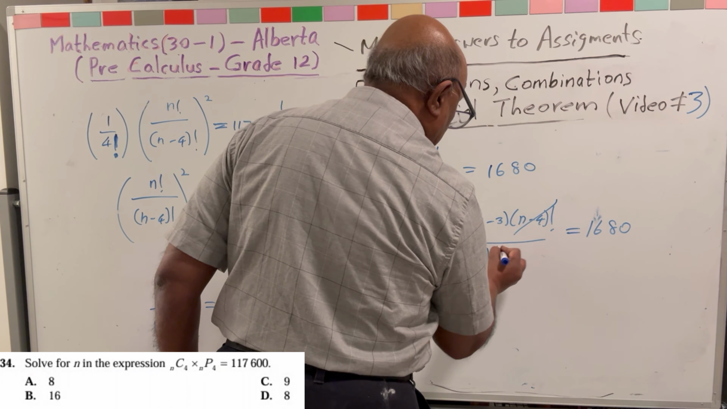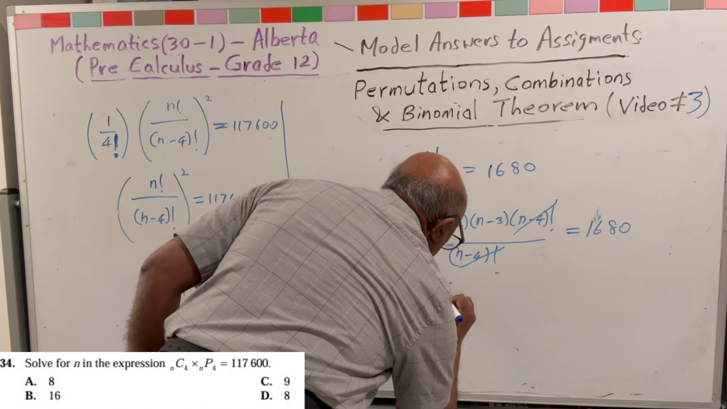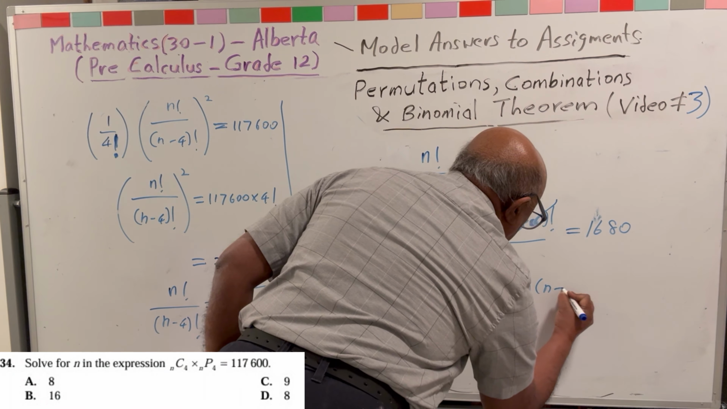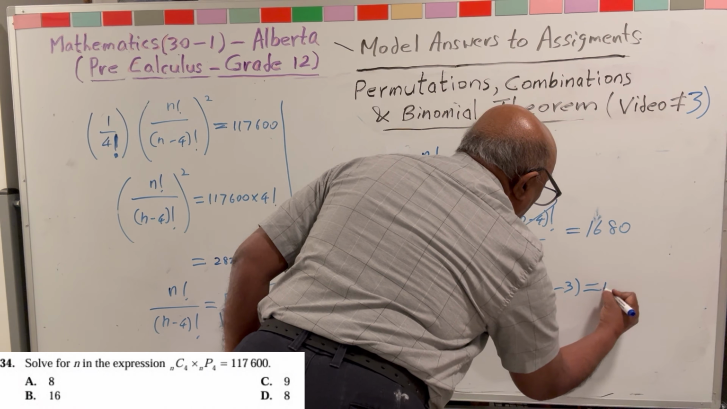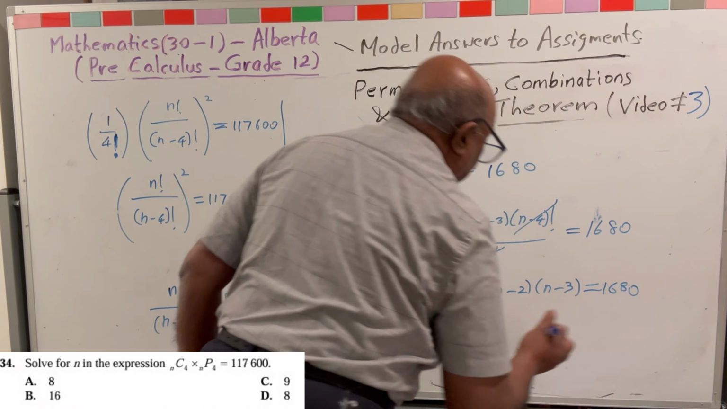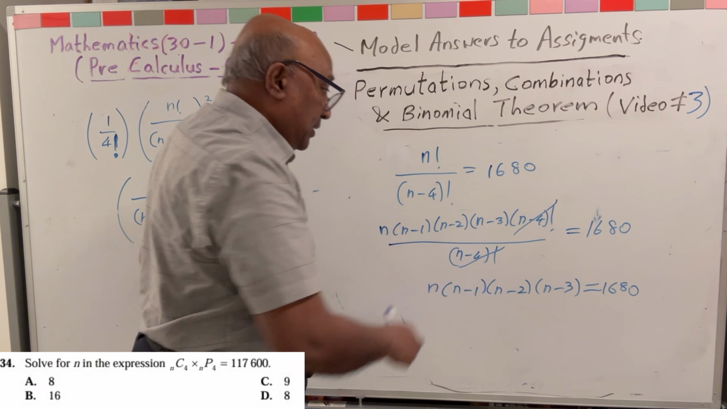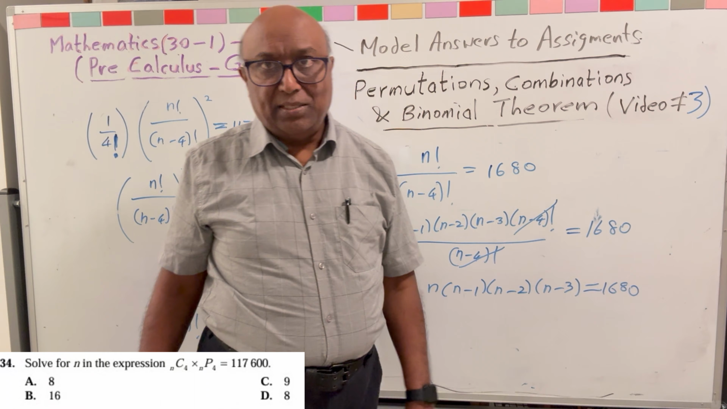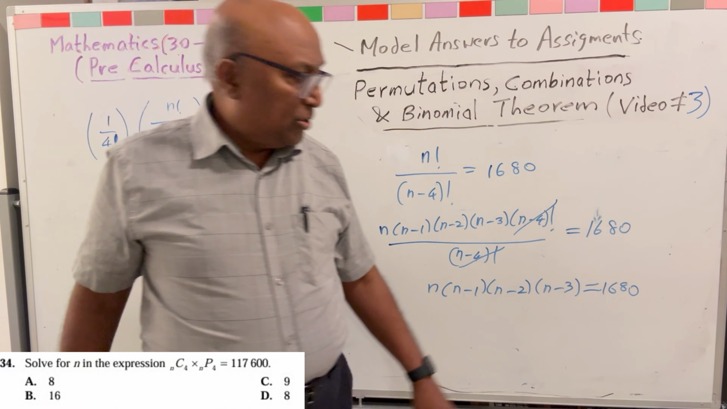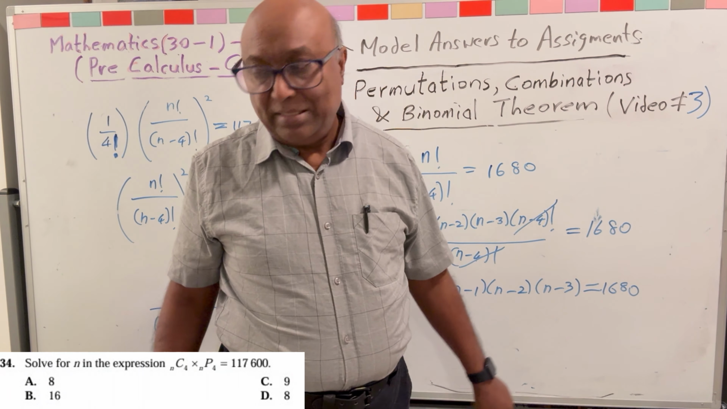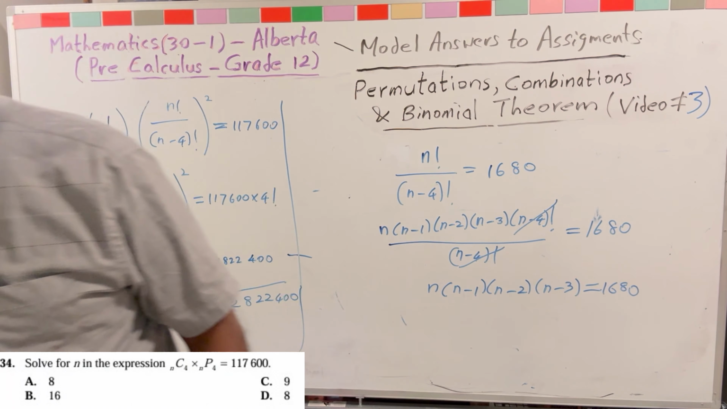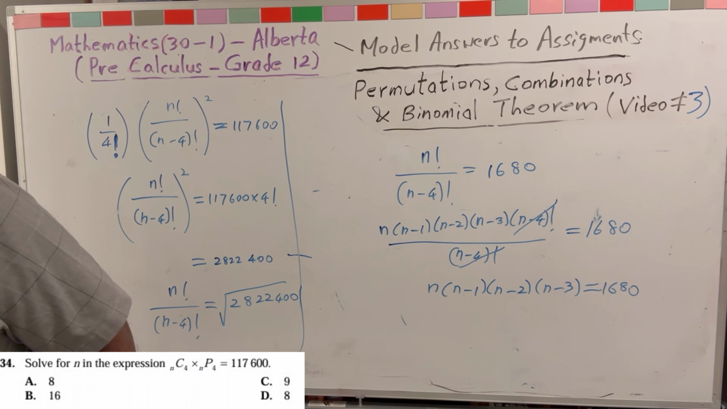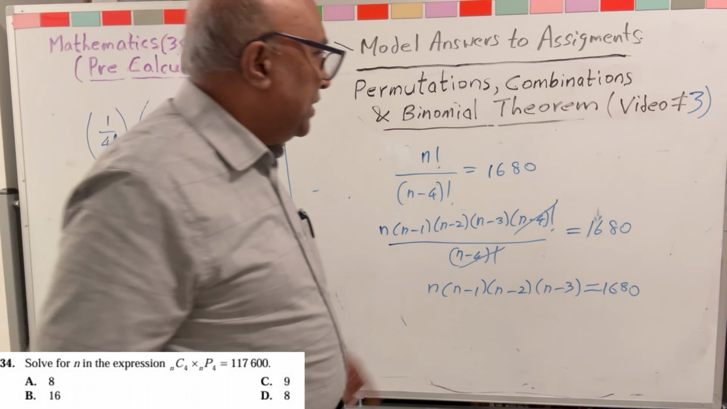Now you can cross this and this. n times n minus 1, n minus 2, n minus 3 is equal to 1680. Okay, this is a kind of difficult equation. After that, we are getting the polynomial function. Solving the polynomial function is difficult at this stage, but we can use another alternative method. One way to do it is that answers are given. You can substitute any of these answers.